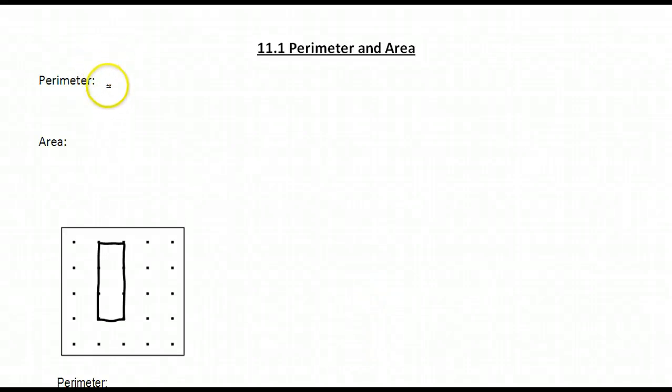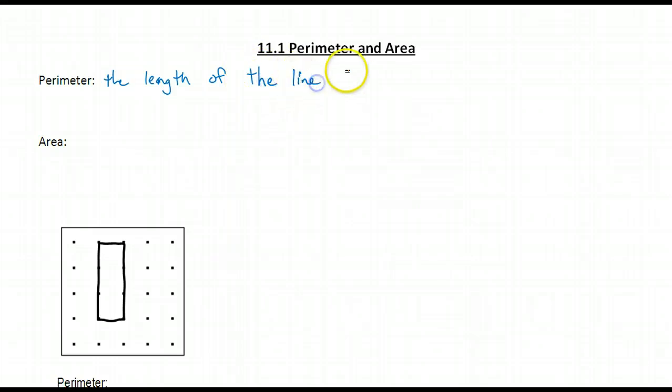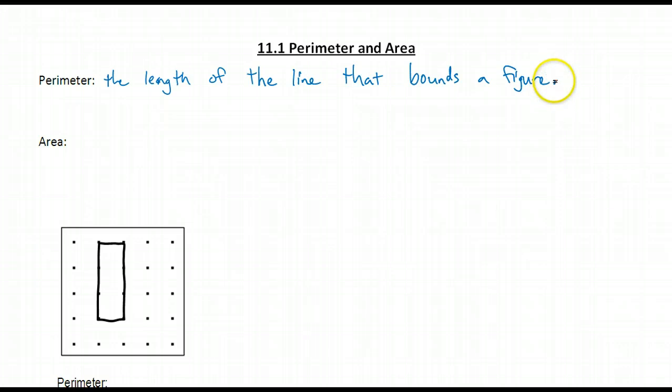Perimeter is the length of the line that bounds a figure. It is measured in linear units.